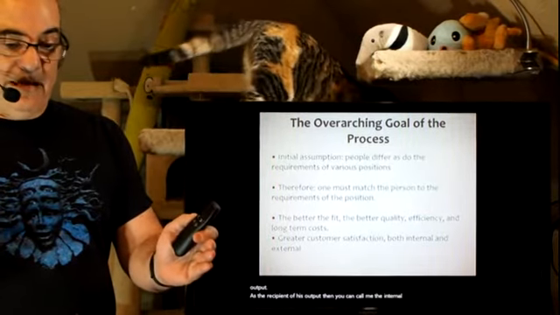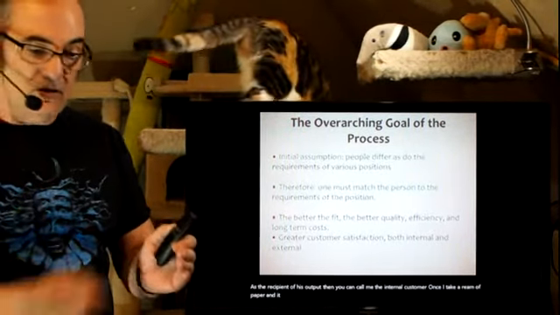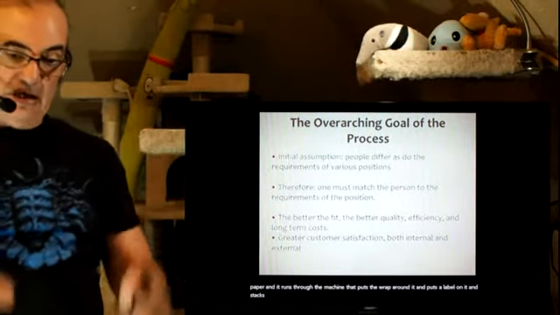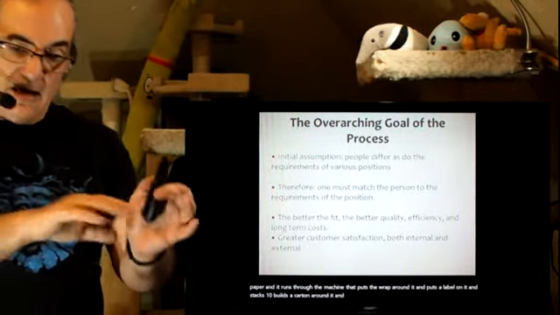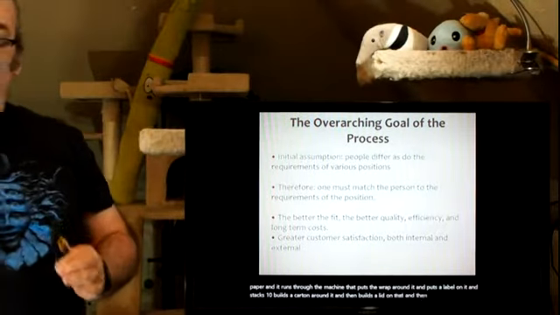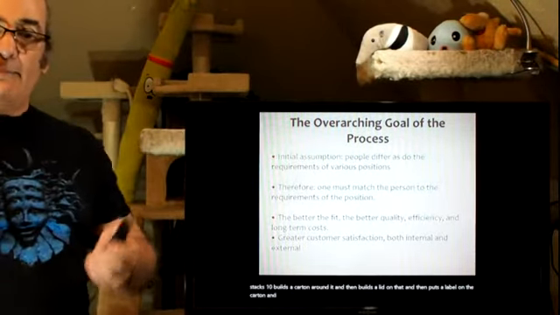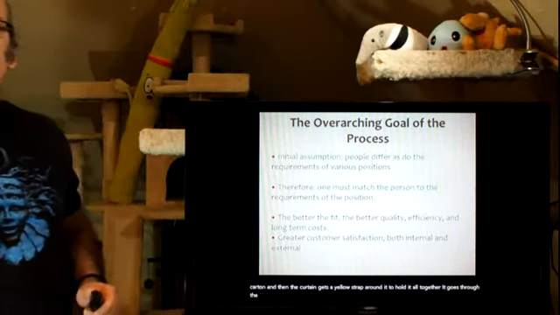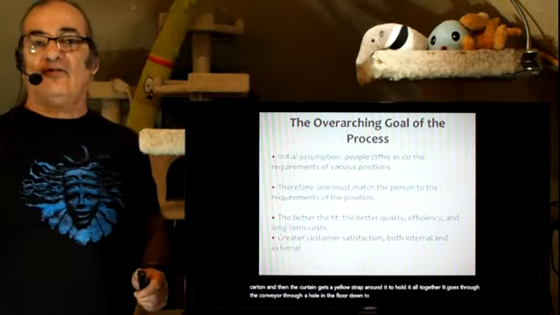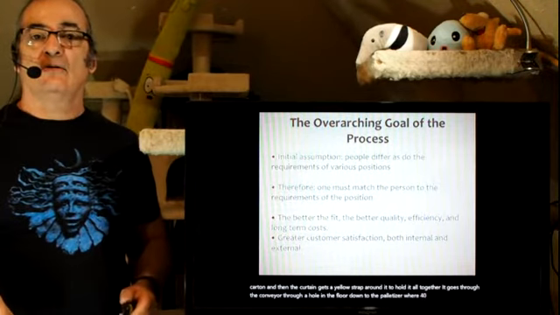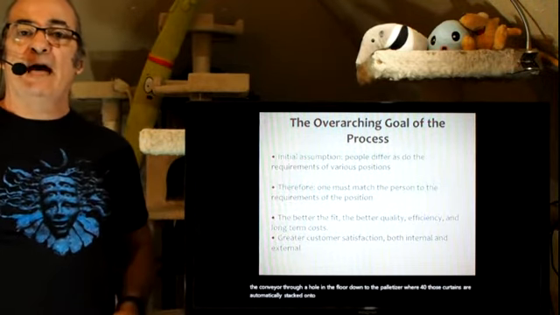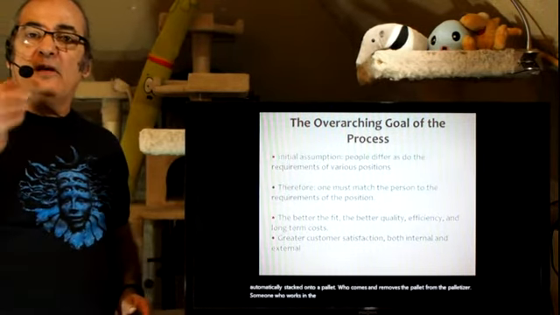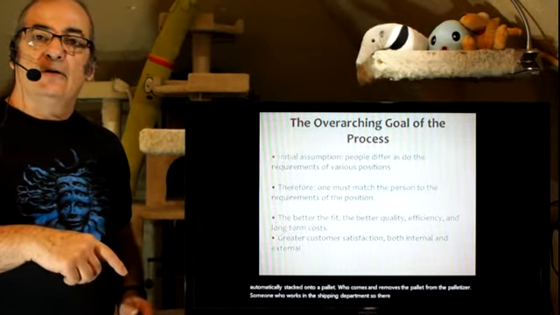Once I take a ream of paper and it runs through the machine that puts the wrapper around it and then puts a label on it and stacks 10, builds a carton around it, and then builds a lid on that, and then puts a label on the carton, and then the carton gets a yellow strap around it to hold it all together. It goes through the conveyor, through a hole in the floor, down to the palletizer, where 40 of those cartons are automatically stacked onto a pallet. Who comes and removes the pallet from the palletizer? Someone who works in the shipping department. So they're my internal customer, right?